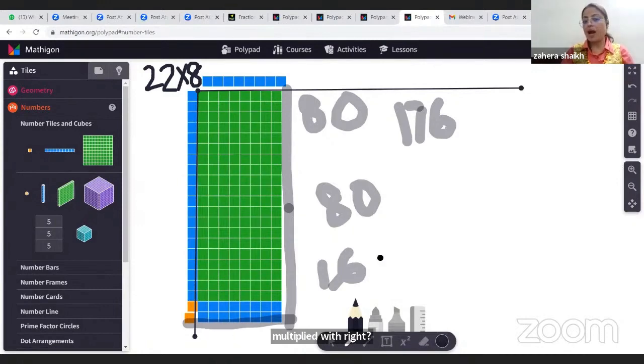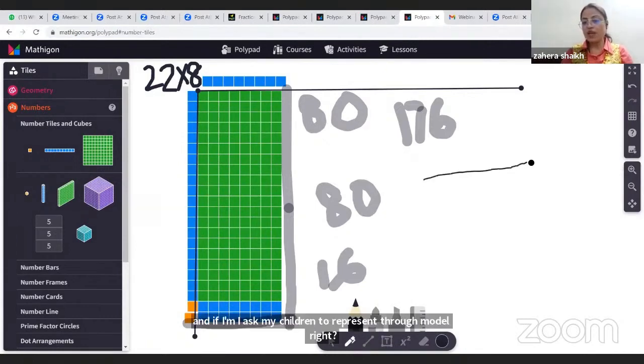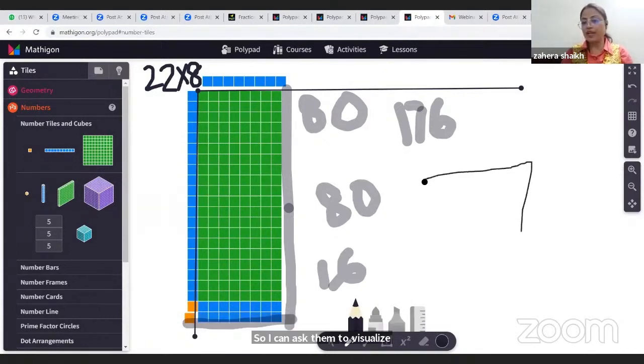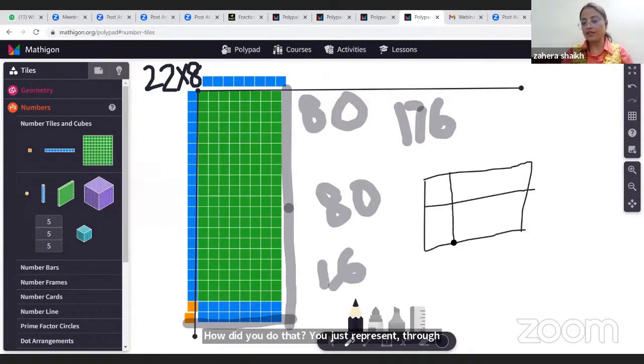So, and if I ask my children to represent through model, right? So I can ask them to visualize. And how did you think? How did you do that? You just represent through pictorial form. So how I'm expecting my children to do that, right?